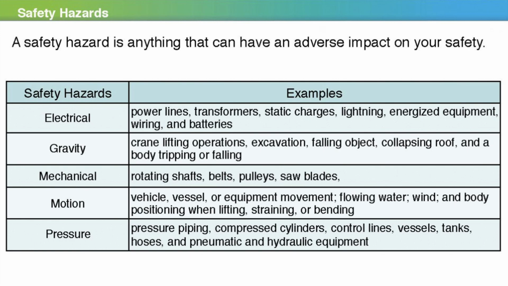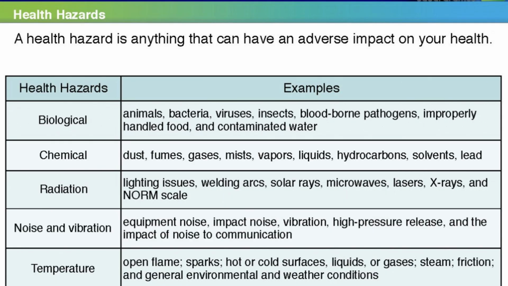Pressure: pressure piping, compressed cylinders, control lines, vessels, tanks, hoses, and pneumatic and hydraulic equipment. Health hazards. A health hazard is anything that can have an adverse impact on your health. Health hazard examples: biological: animals, bacteria, viruses, insects, blood-borne pathogens, improperly handled food, and contaminated water.